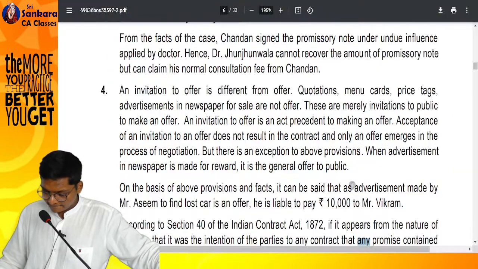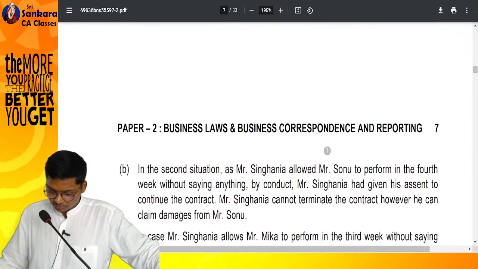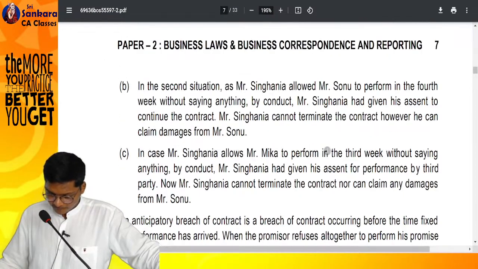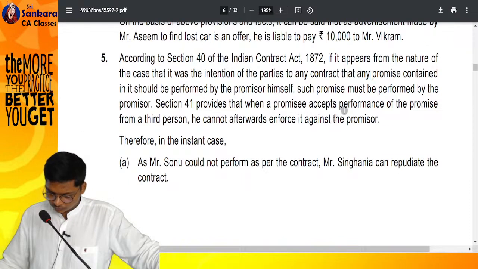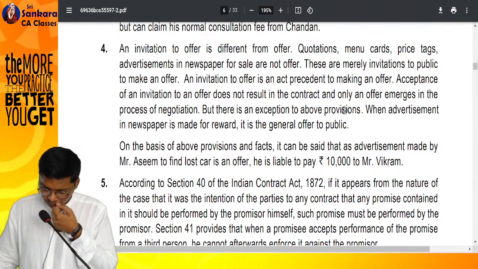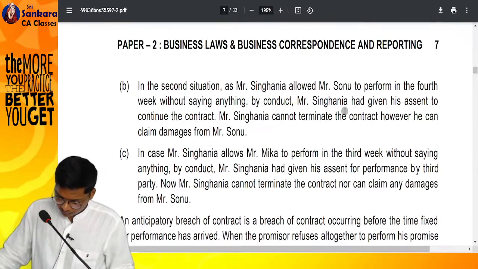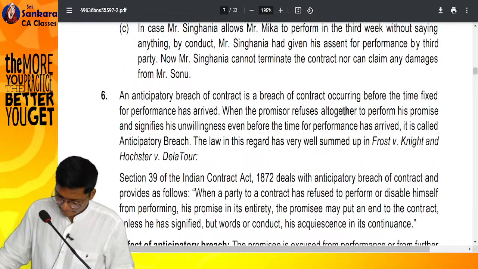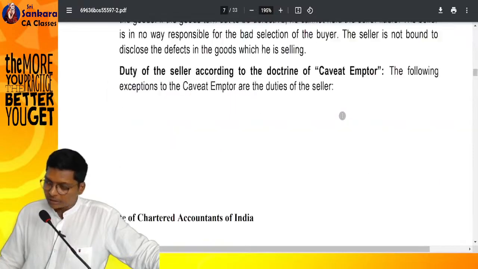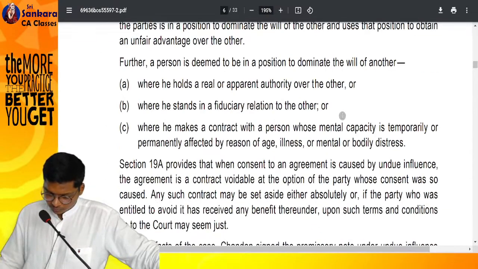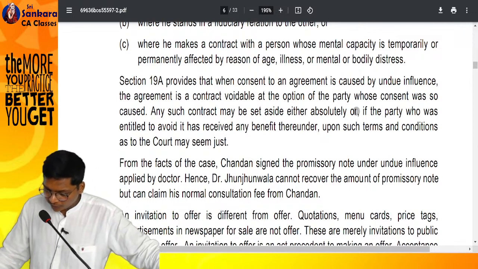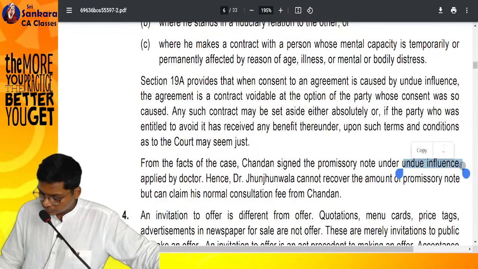RTP I should check. I think it's this RTP only, no? Third question now. Yeah, in the RTP they have given Junjunwala, undue influence. But can you write where is the undue influence? I just saw it. Yeah, here. Undue influence.